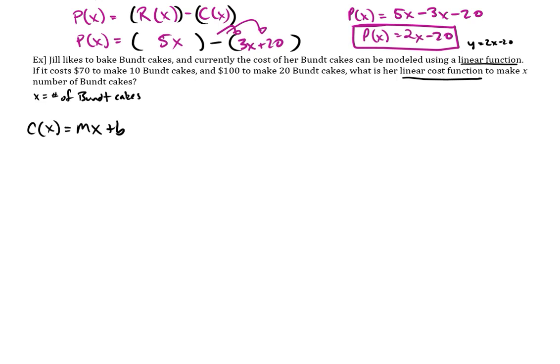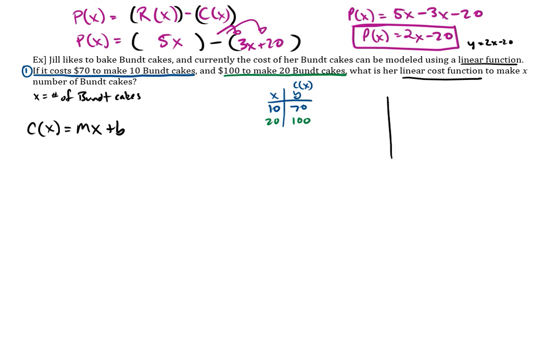So it says if it costs, let's mark this in blue, $70 to make 10 bundt cakes, so I'm going to write this as a point. Let's make it even as a table. When there are 10 bundt cakes, the cost is 70. That's the same as our C of x. I'm just writing it as coordinates, x and y. And then the second one, let's do that in green. $100 to make 20 bundt cakes. So 20 is the bundt cakes, and $100 would be the cost.